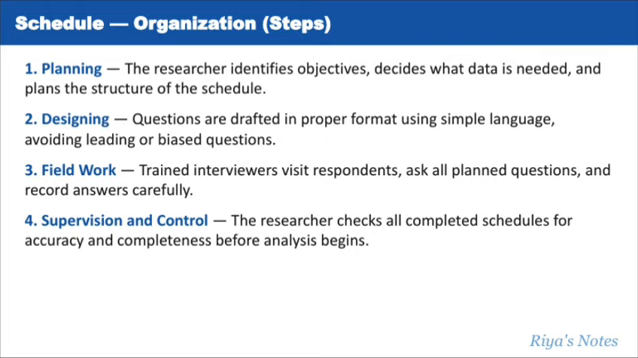Schedule organization steps. 1. Planning. The researcher identifies objectives, decides what data is needed, and plans the structure of the schedule. 2. Designing. Questions are drafted in proper format using simple language, avoiding leading or biased questions. 3. Fieldwork. Trained interviewers visit respondents, ask all planned questions, and record answers carefully. 4. Supervision and control. The researcher checks all completed schedules for accuracy and completeness before analysis begins.